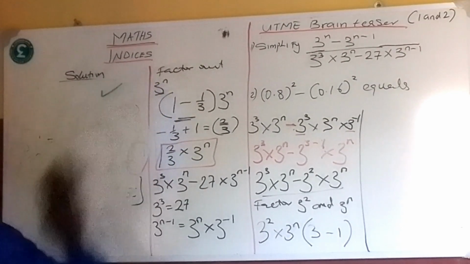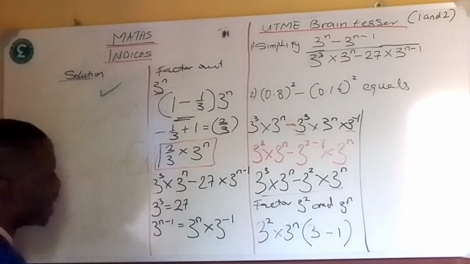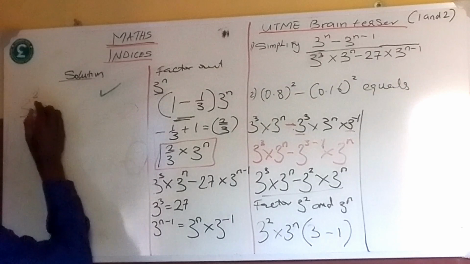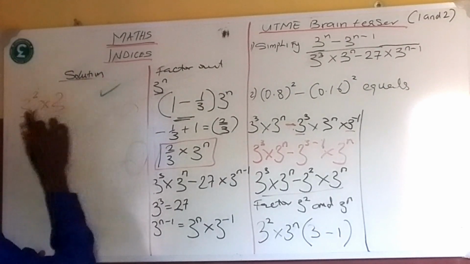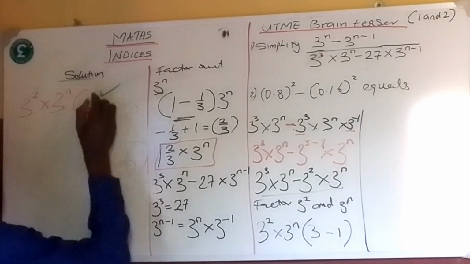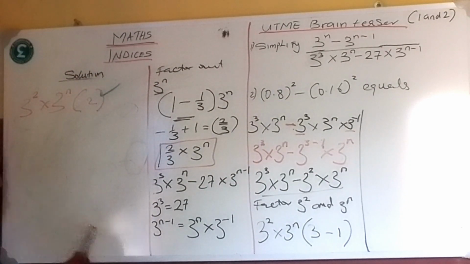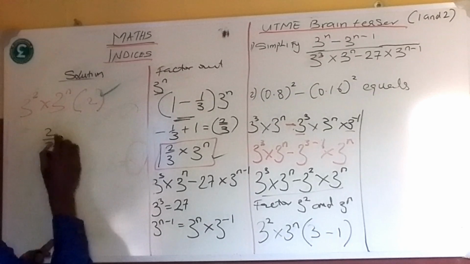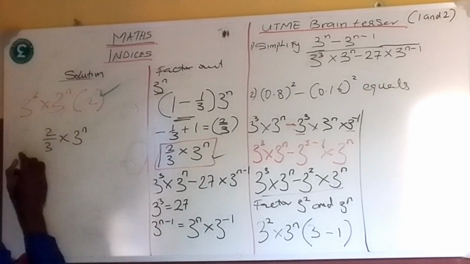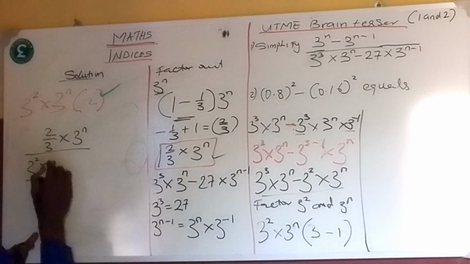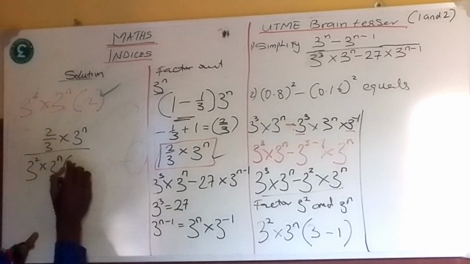What we're going to do is that my new expression or my new equation becomes 3 raised to the power of 2 times 3 raised to the power of n, and then 3 minus 1, that is 2. Now, having done that, I need to bring this equation over here, which is 2 raised to the power of 3 times 3 raised to the power of n, all divided by 3 raised to the power of 2 times 3 raised to the power of n, and I have 2.